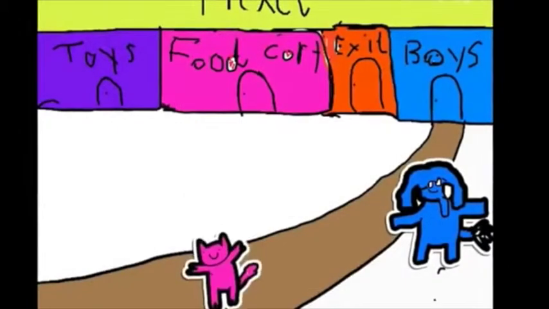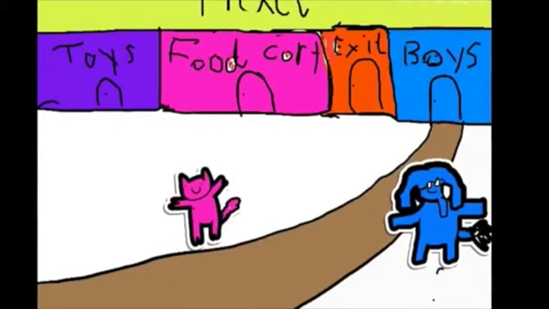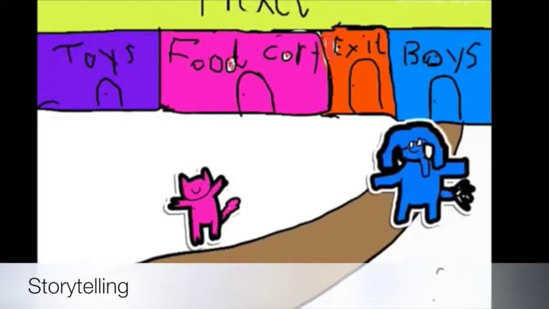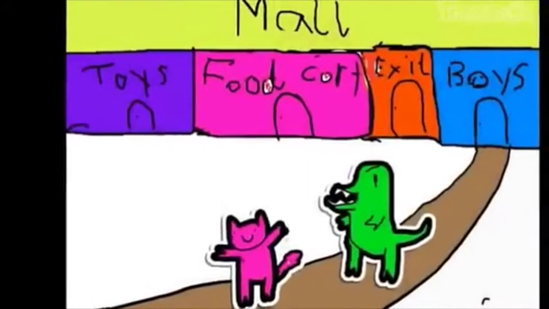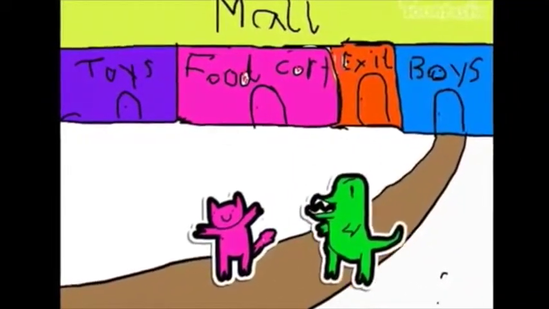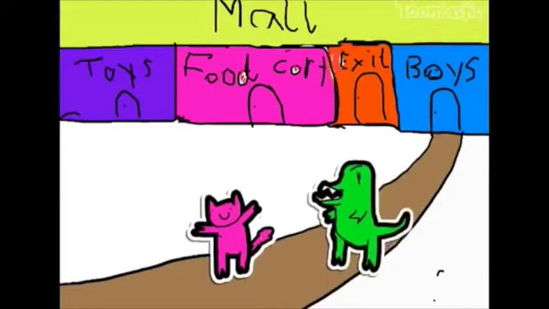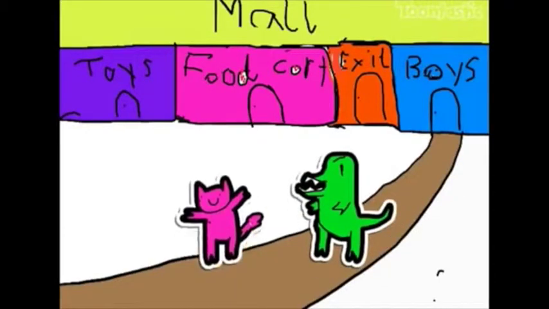I want to go shopping. I need to buy some new shoes. Idea. When we get to the mall, I'm going to the toilet. Hey, Piggy, did you know Joe heard me in the toilet? He pushed my face in the sink. Oh no, really? That's very mean of him.